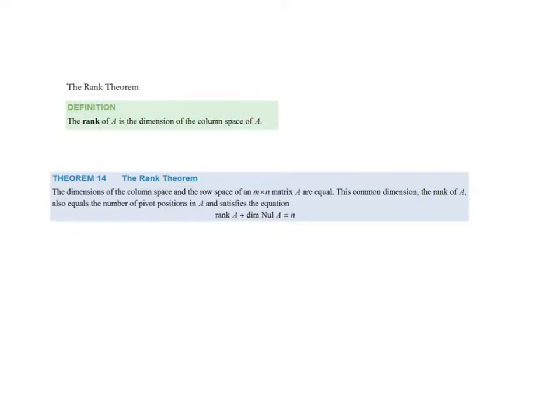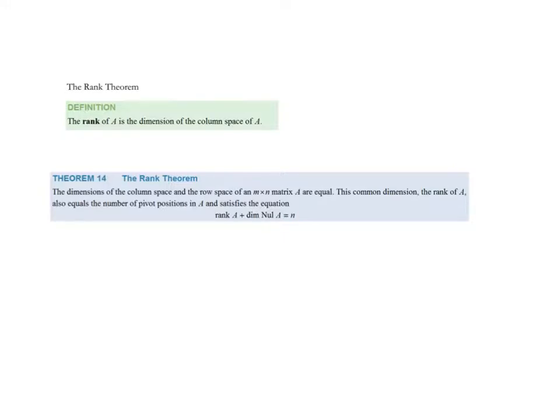All right, and then we get the rank theorem. The dimension of the column space and the row space of an m by n matrix are equal to each other. I mentioned that previously, but now we get that within the rank theorem. And then this common dimension, the rank of A, is also equal to the number of pivot positions, and it satisfies this equation here: the rank of a matrix plus the dimension of the null space is equal to n.